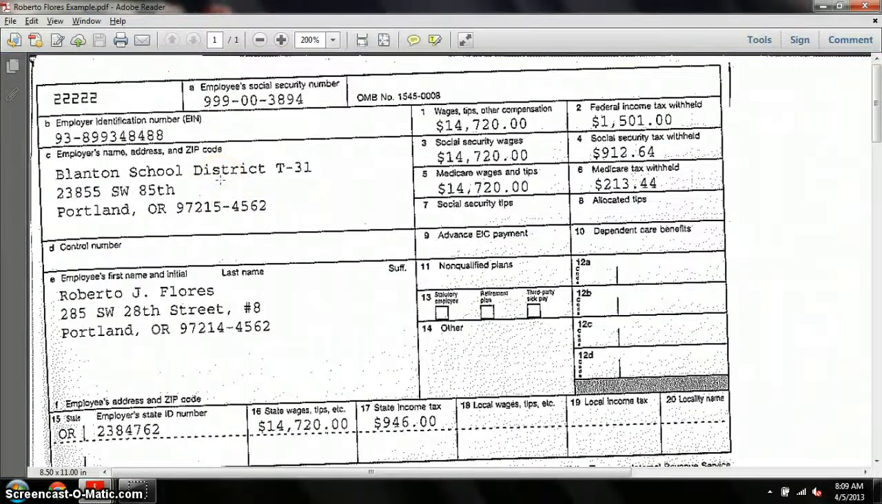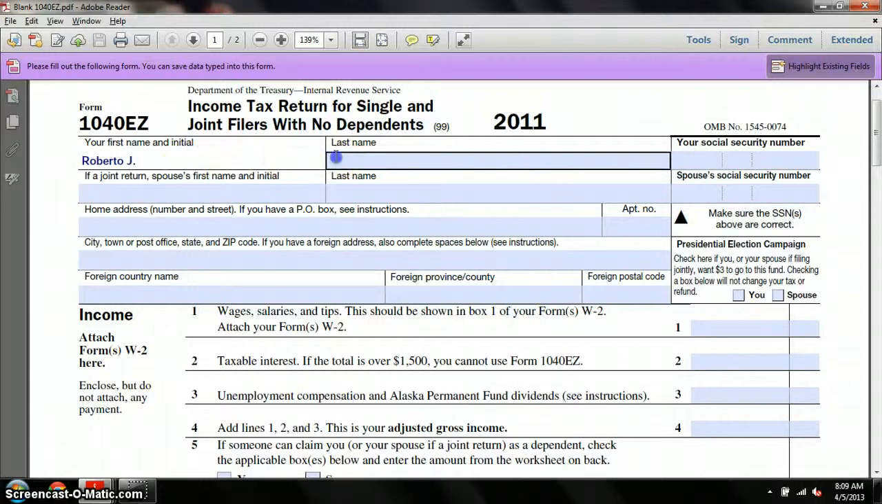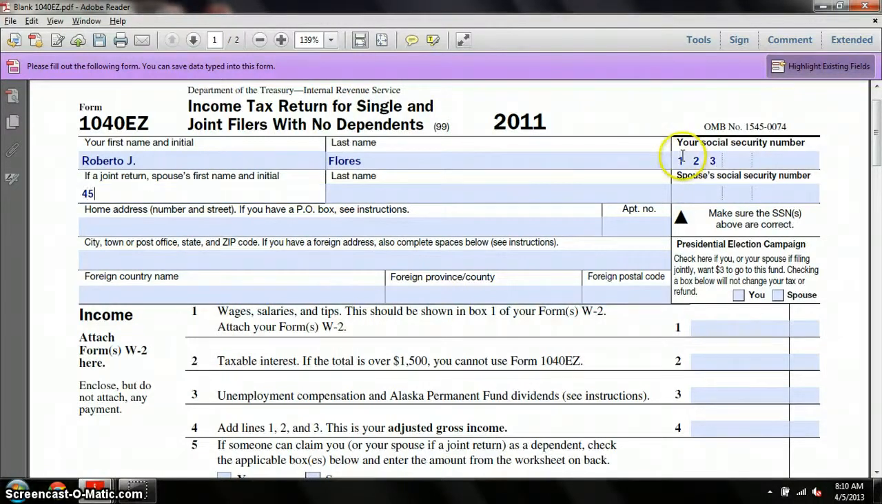First off, we're going to pull our information here for our first section. Roberto J. Flores is his name. Obviously, when you're filling this out for yourself, you're going to be using your information. For this class's purpose, we are going to just use 1, 2, 3, 4, 5, 6, 7, 8, 9 for our social security number. If that happens to be your social security number, just don't tell anybody. Everybody will just think that you're using the same thing everybody else is. So there's Roberto's name and social security number.